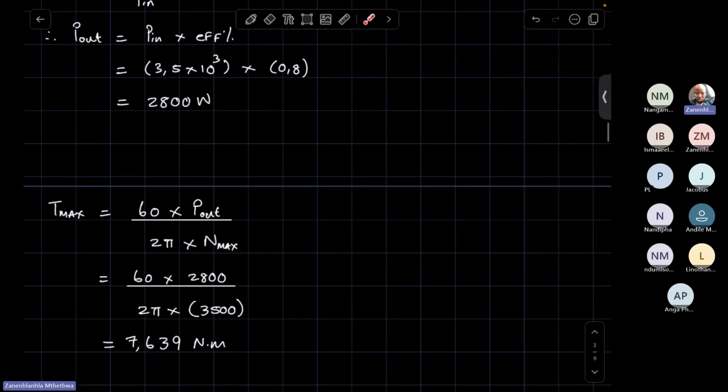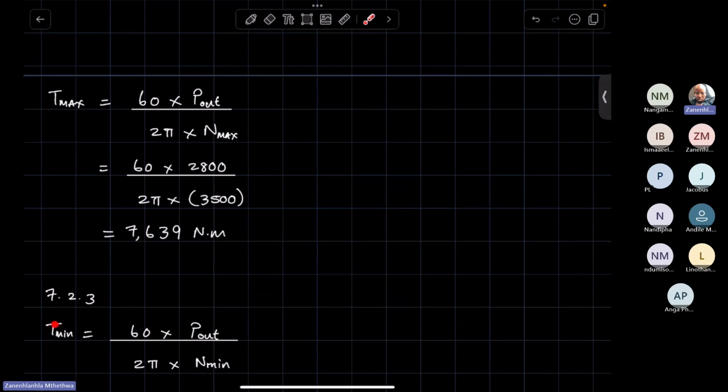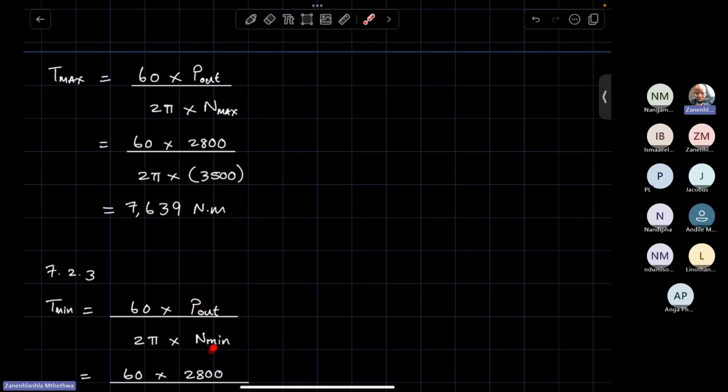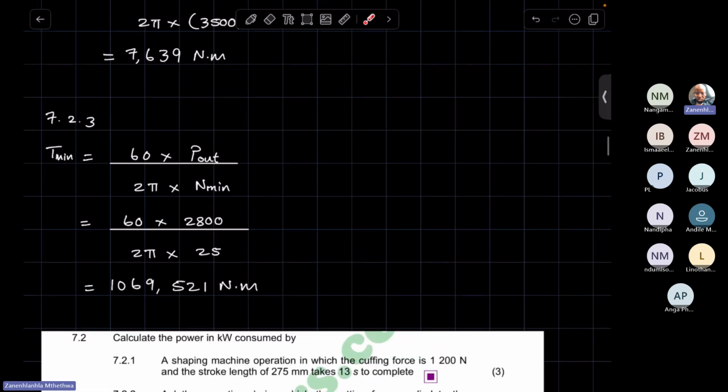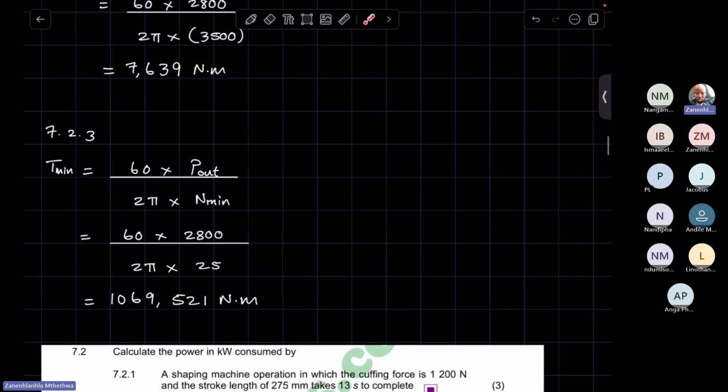So again, using this formula, but now for minimum. I denoted this one as T min because we're looking for torque at minimum speed. We already calculated the output power, and then you substitute the rotational frequency at minimum velocity, which is 25 revs per minute. Calculating this, this is what you get. Now, if you look at T min and T max, T min is way higher than T max. Why? Because of this here, just like I've just explained. Do you understand what I'm saying here? Yes, sir.